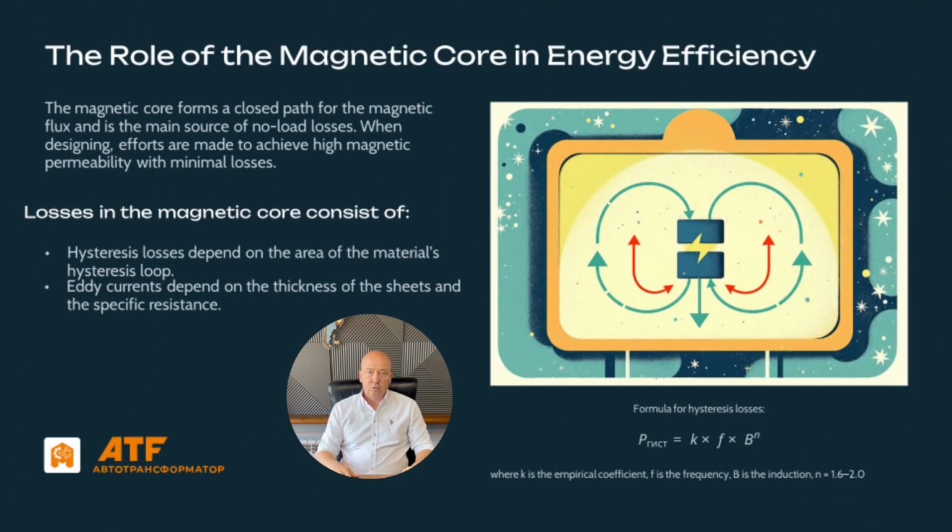The magnetic core forms a closed path for magnetic flux and is the main contributor to no-load losses. These losses consist of two components: hysteresis losses, which depend on the area of the hysteresis loop in the steel; and eddy current losses, which depend on sheet thickness and electrical resistivity. The design goal is to achieve high magnetic permeability with minimal losses. The formula for hysteresis loss includes frequency, magnetic induction, and a material-dependent coefficient.